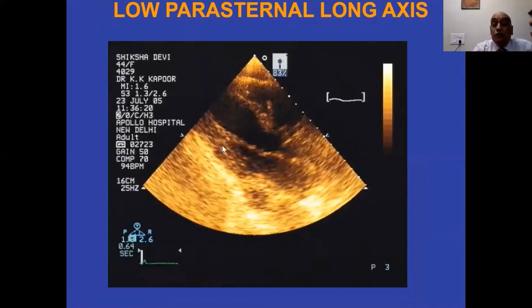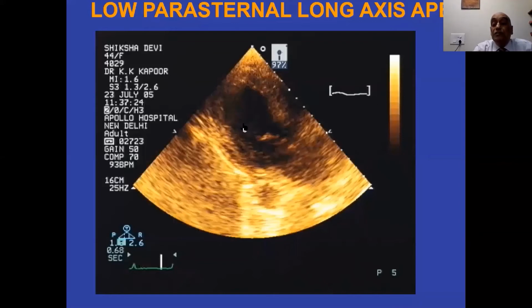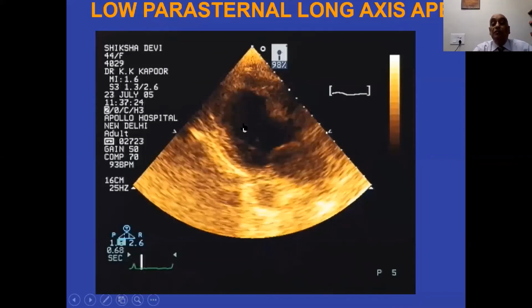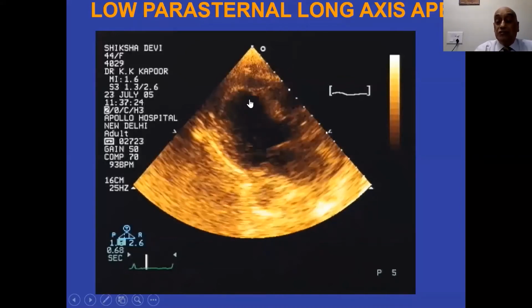The advantage of this view is that you see more of the apical segments of the left ventricle than you would see from the classical parasternal long axis view. And now you can go on from this view to the next view, which is the apical tilt. So from this, if you give an apical tilt, you will be looking more toward the LV apex. And you can see in this view a hypokinetic LV apex, which you are not appreciating from the low parasternal long axis view.